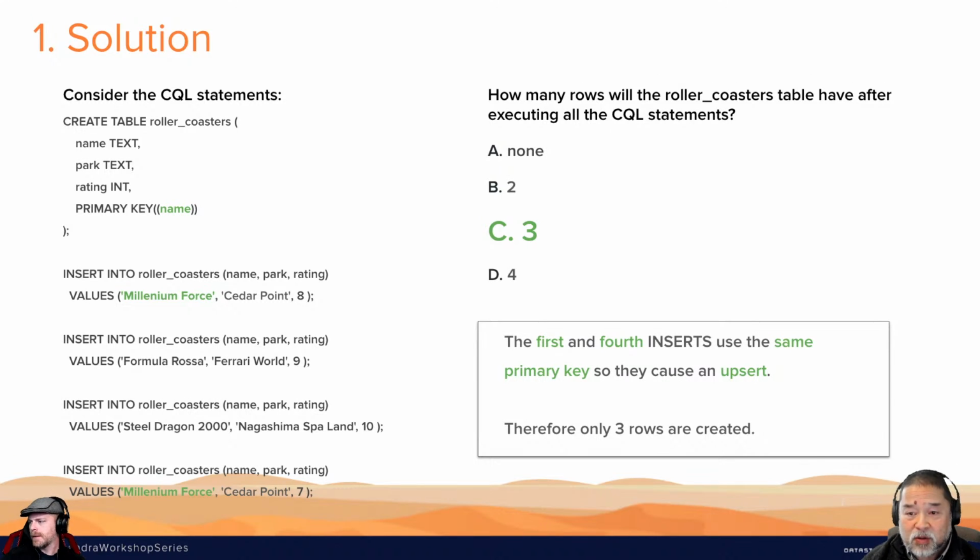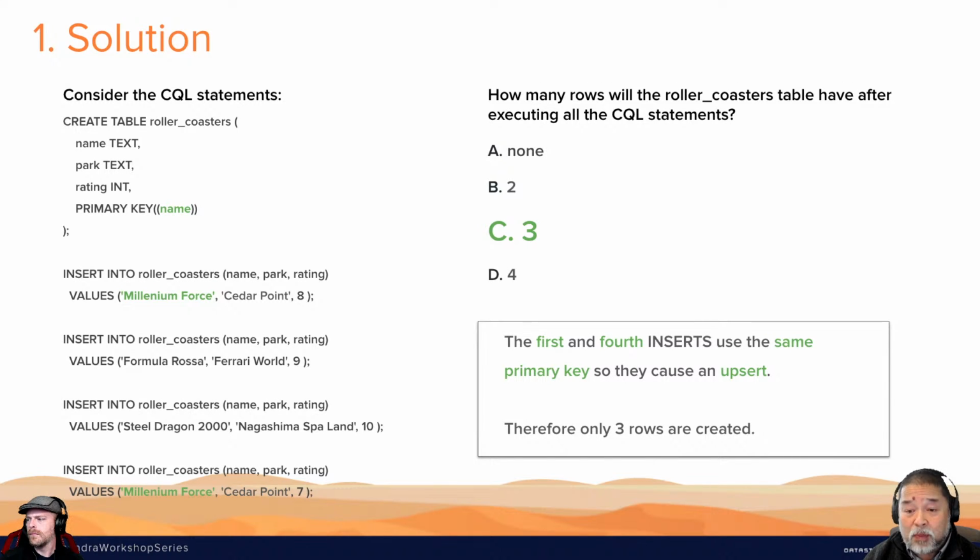So those are 3 rows, 3 inserts. The fourth one is where this becomes an issue. If you look, the name, Millennium Force, is the same as in the first insert, same primary key. And core to our understanding of Cassandra, if you do an insert in Cassandra with the same primary key, it's not an error. In an RDBMS, it would be an error, duplicate key.